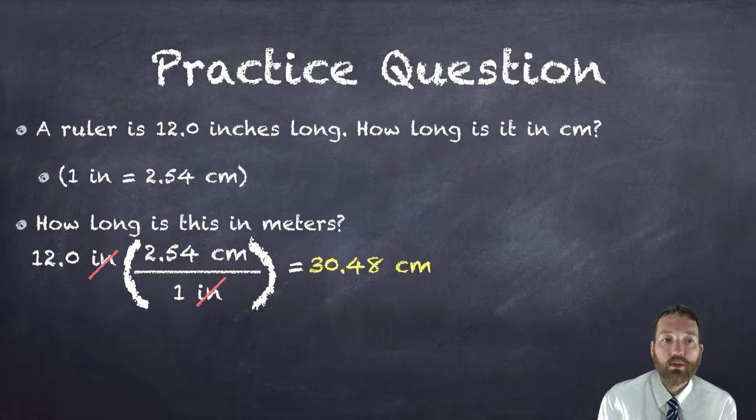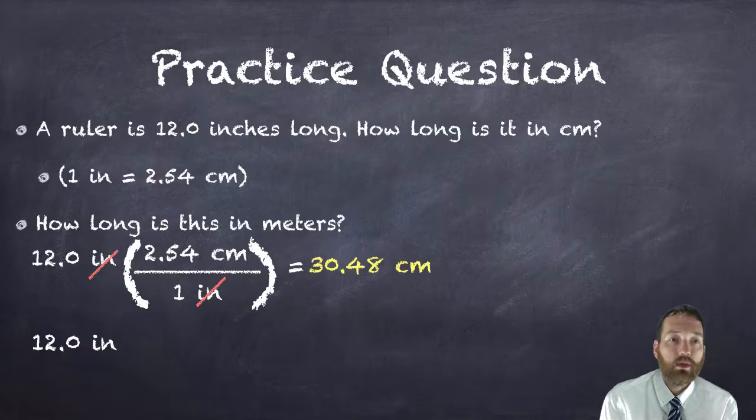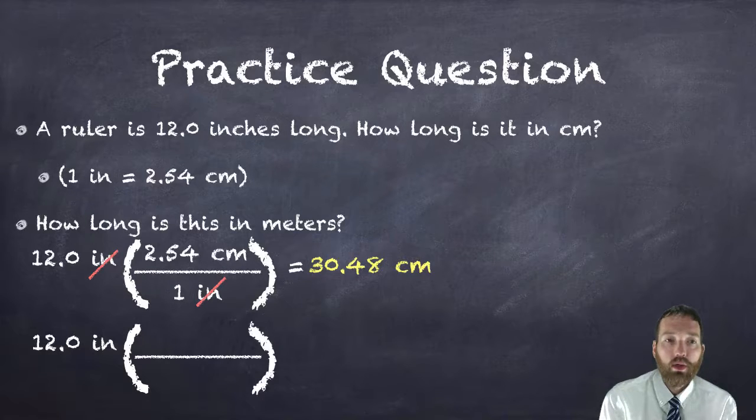We can pretend this is a whole new problem. We'll start from the beginning and say 12 inches, and I want to convert that into meters. But I don't know the conversion factor to go from inches to meters. But I do know the conversion factor to go from inches to centimeters, because they gave that to us in the problem. 1 inch is 2.54 centimeters.